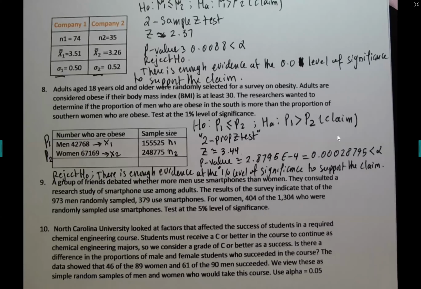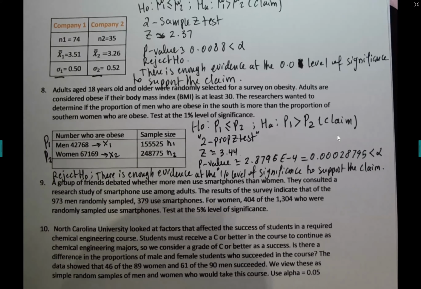A group of friends debated whether more men use smartphones than women. They consulted a research study of smartphone use among adults. The results of the survey indicate that of the 973 men randomly sampled, 379 use smartphones. For women, 404 out of the 1,304 who were surveyed use smartphones. Test at the 1% significance level. It's pretty much the same as number 8, guys.